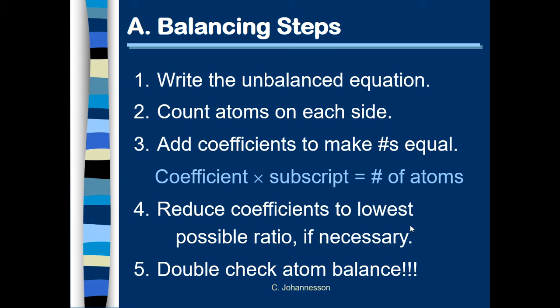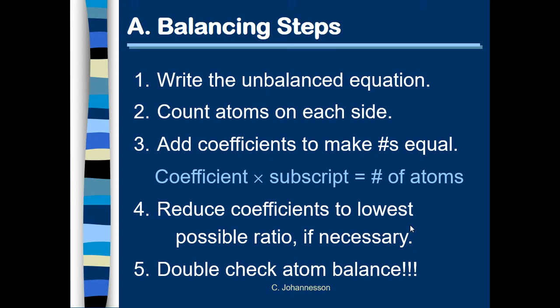So the first step is to write the unbalanced equation. A lot of times it'll be given to you. Then we're going to count atoms on each side. That'll make more sense when I show it to you. I have several examples that I'm going to show you. Next, add coefficients to make numbers equal. Remember, the coefficient is the large number in front, okay?